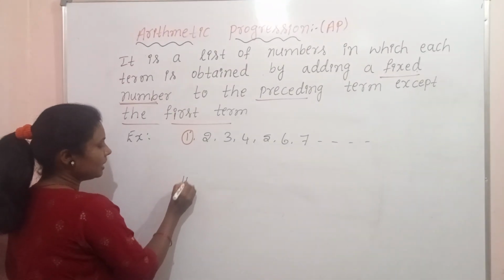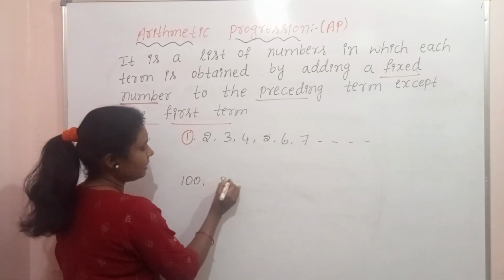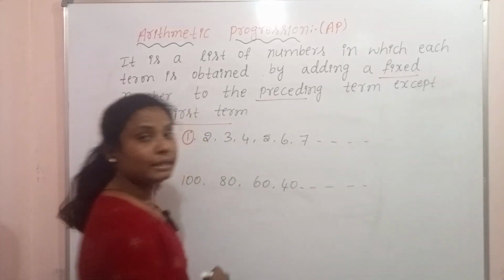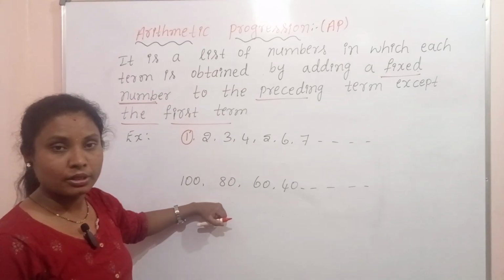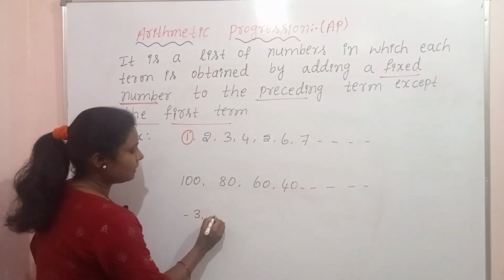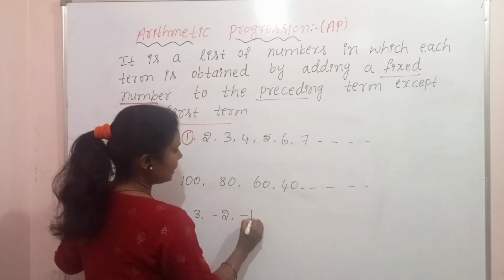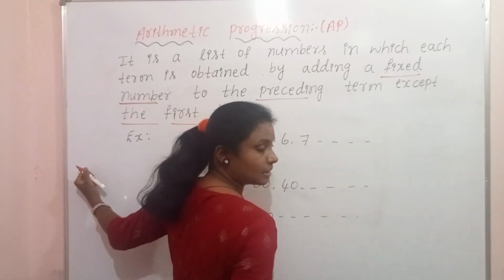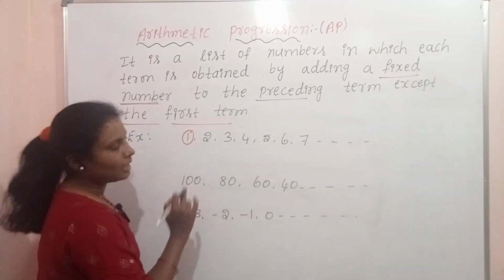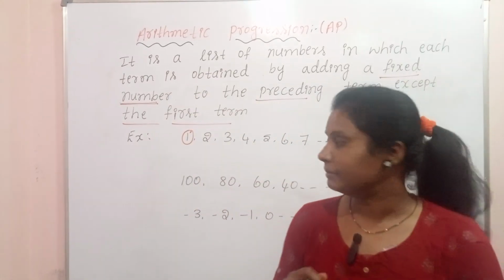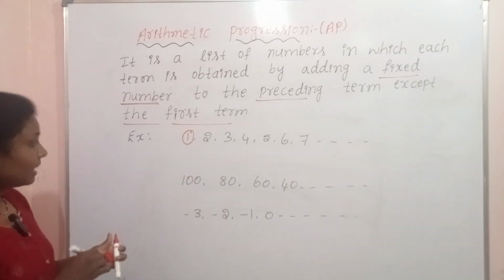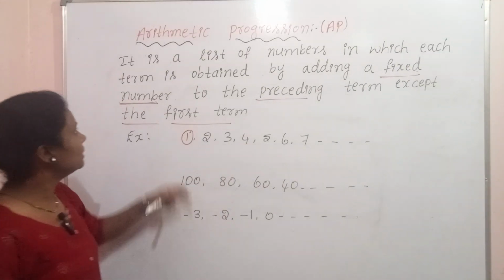So now 100, 80, 60, 40. This we also call an arithmetic progression. Next one more: -3, -2, -1, 0. This is also an arithmetic progression example. Then why do we call all three arithmetic progression examples here? So the definition says it is a list of numbers.